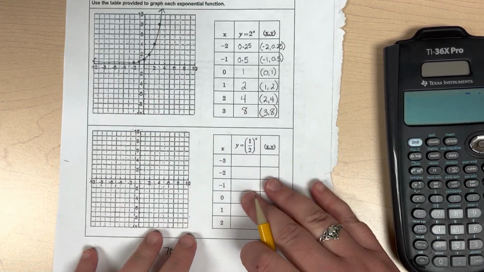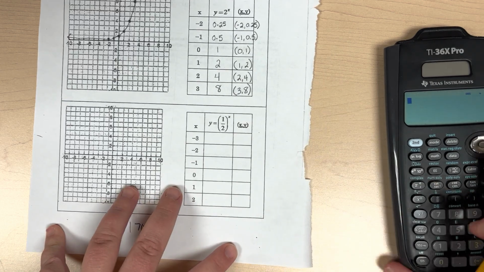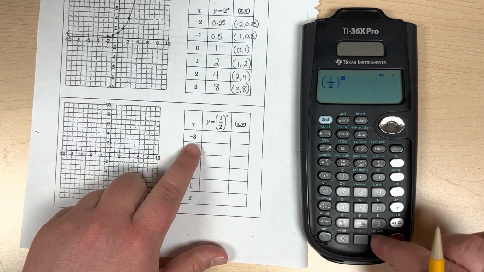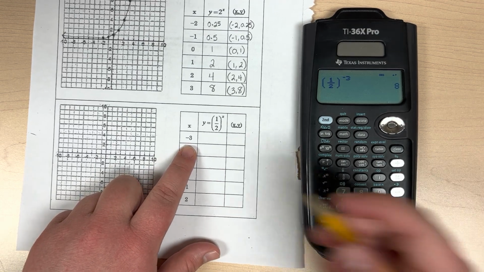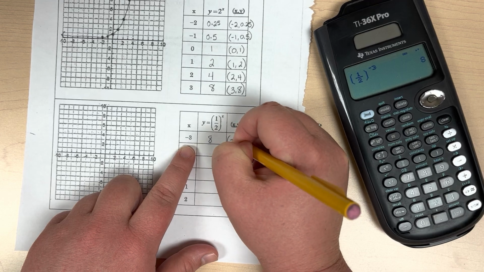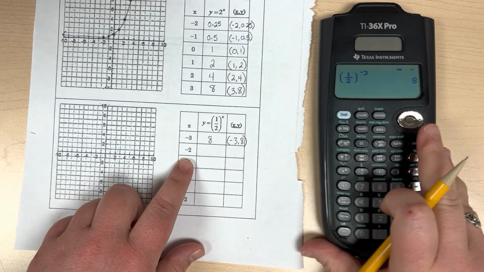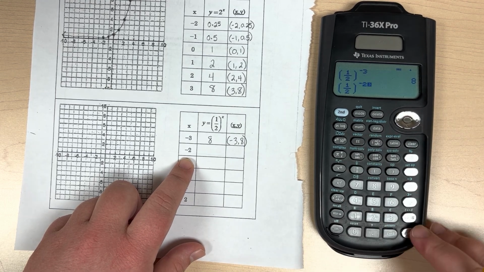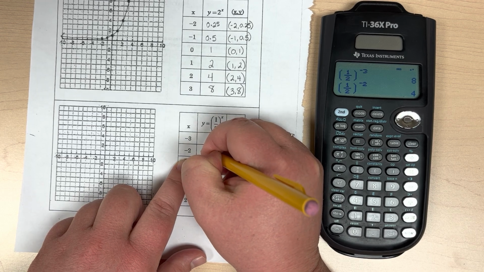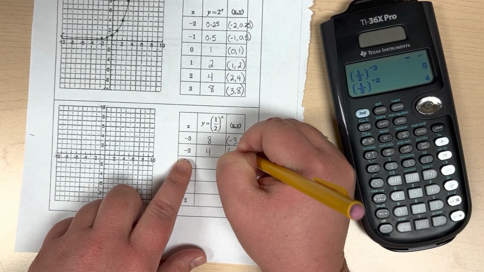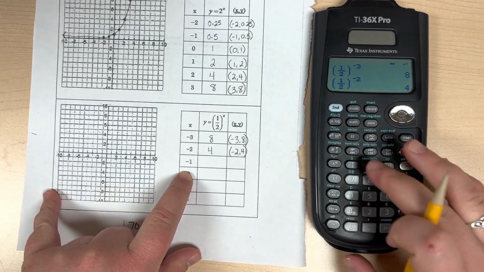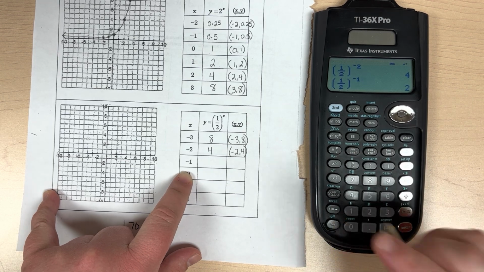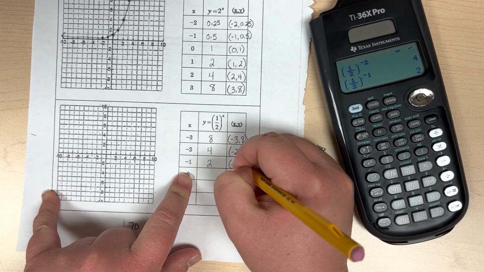All right, let's try the second one. This one we have 1/2 to the x. You want to make sure that you use parentheses. So we have 1/2, and then in this case to the negative third power, because that's the first number they gave us, that's 8. So we have negative 3, 8. Then we'll try negative 2, which is 4. So we get negative 2, 4. Then we'll do negative 1, which is 2. So we get negative 1, 2.